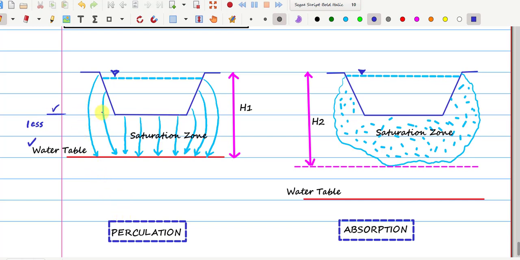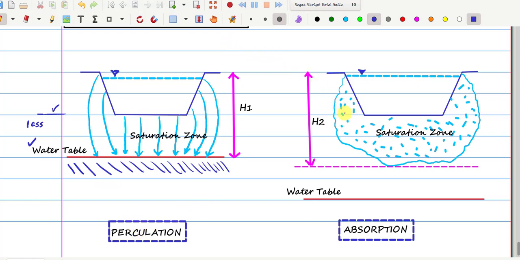percolation will occur, because the seeped water, the water which seeps from the canal through the soil, will directly go into the water table and submerge into it, and it will increase the level of the water table. So in simple words, when water seeps from a canal and submerges into the water table, and the distance between the canal and water table is very small, so that the seeped water reaches the water table, that process is known as percolation.